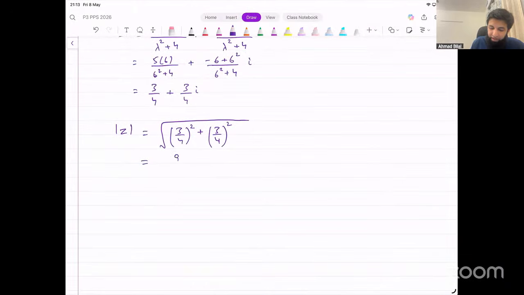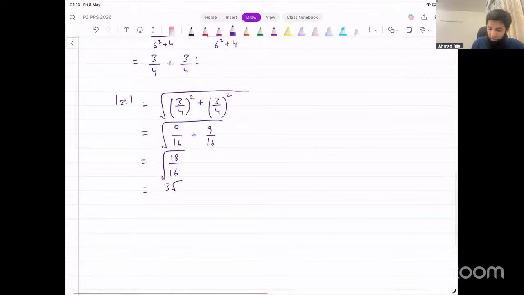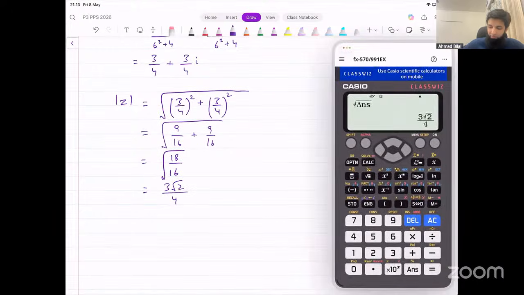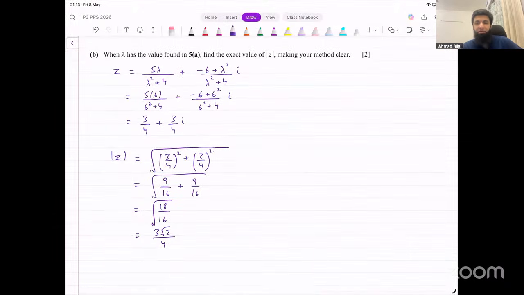We'll say this is 9 over 16 plus 9 over 16, and that becomes 18 over 16. And then we could say 18 can be written as 3 under root 2 divided by 4. Yeah, that's what we were getting, right? 3 under root 2 over 4. And that's your final answer. Whenever they ask you for exact values, make sure to do it step by step. Do not skip any working in that case.